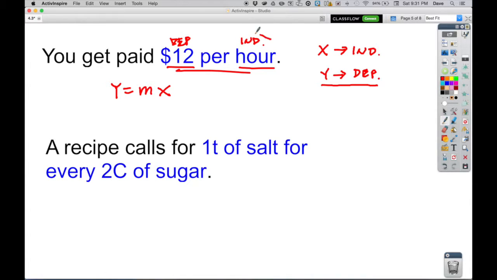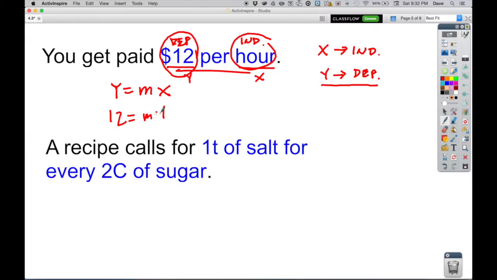So in this case, this 1 hour is going to be our variable for x. So here we're just going to plug in 1, m times 1. The dependent variable, $12, is going to be y. So over here I'm going to plug in 12. And so I just take the 1 hour and the $12 and plug them in for x and y in my direct variation equation. Now we're going to solve for m, that constant of proportionality.